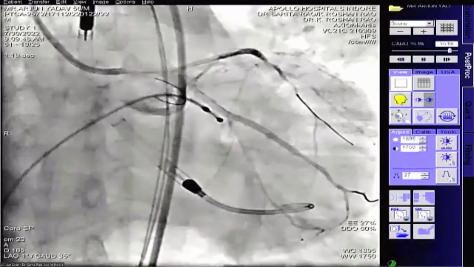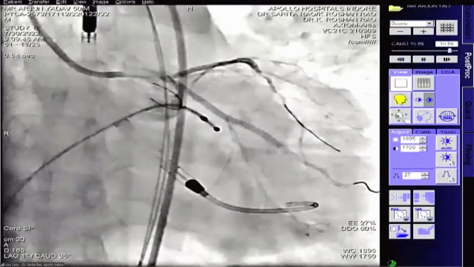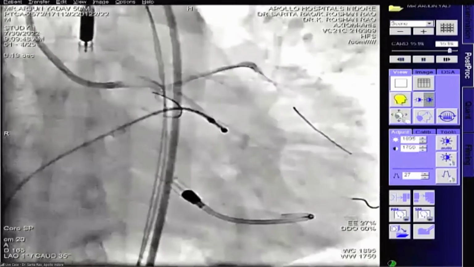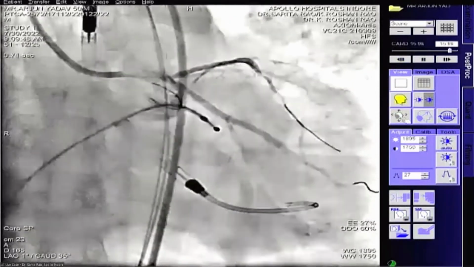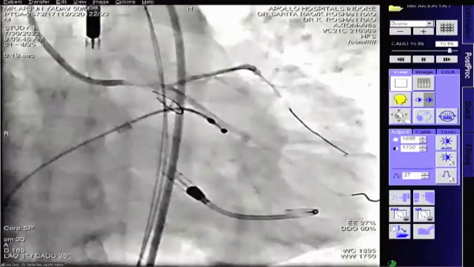Should we go ahead with the stent now? The length of the lesion which we estimated on the IVUS, and the diameter, the plan is to take a 3 into 26. What do you say? Yeah, that sounds good.